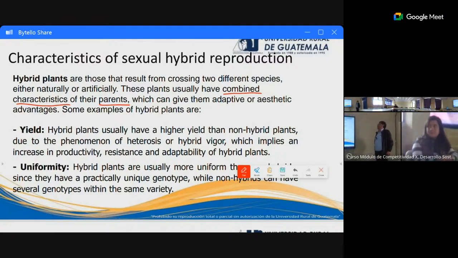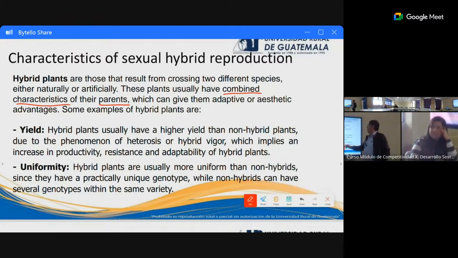Some characteristics of hybrid plants are yield. Hybrid plants usually have a higher yield than non-hybrid plants due to the phenomenon of heterosis or hybrid vigor, which implies an increase in productivity, resistance, and adaptability of hybrid plants. Another characteristic is uniformity. Hybrid plants are usually more uniform than non-hybrids, since they have a practically unique genotype, while non-hybrids can have several genotypes within the same variety.